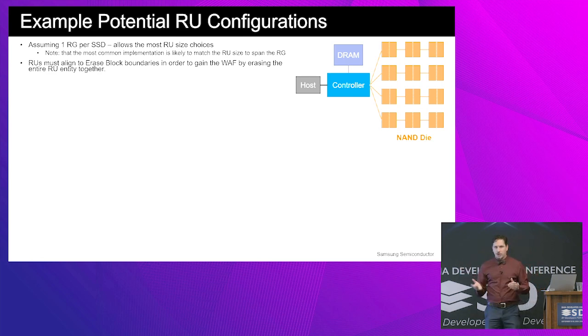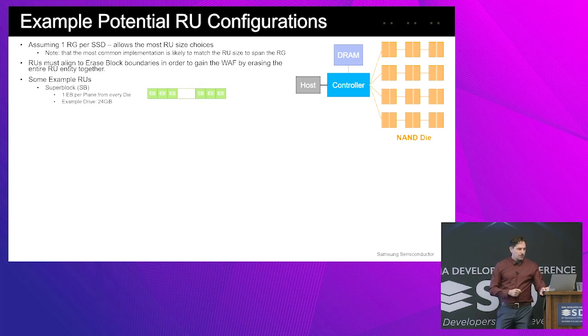We do want the RUs to align to erase block boundaries. So there might be a desire for a host to come in and say, I want your RU size to be 128 kilobytes, or whatever number they make up. And because we need to align to erase block boundaries, we, as a vendor, have to say no. We need it to align to erase block boundaries. So it's going to be determined by that generation of NAND, and we will have to report what the options are for a host to be able to choose.